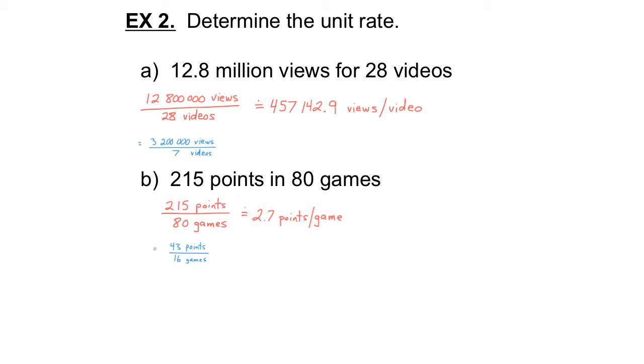There's the fraction. You can reduce it to lowest terms, but still, that's not the unit rate. We want it points per one game. So we can do 215 divided by 80, rounds to 2.7 approximately, or you could just round it to 3. It's approximately 3 points per game.